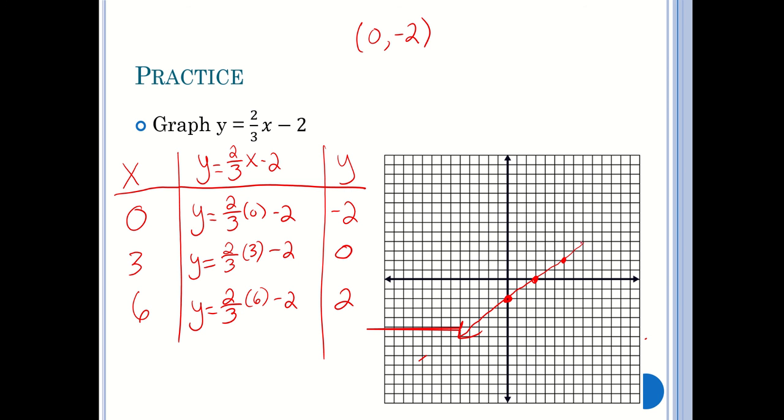All right, this is where you are likely to make a mistake and your line is curved. So on a problem like this, if your line is curved, make sure you go back and check your math to make sure you didn't make a mistake. So we have the ordered pair 0, -2, 3, 0, and 6, 2.